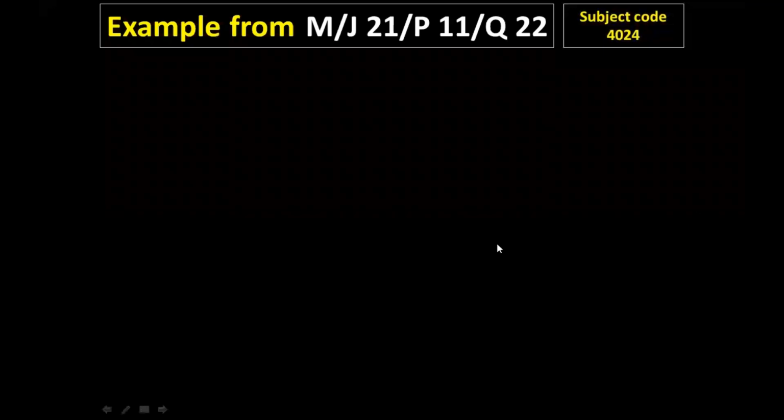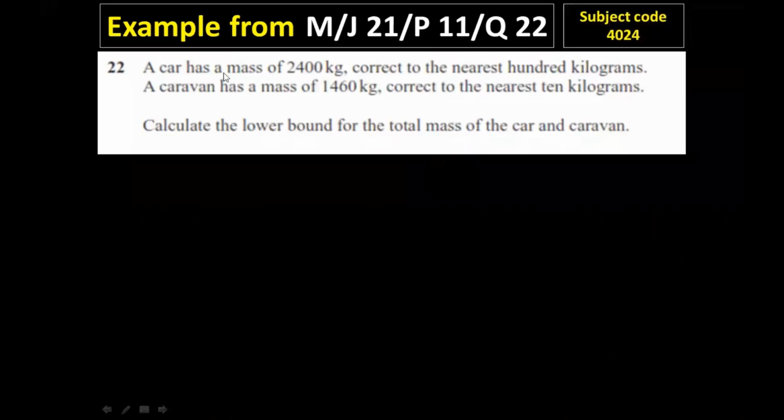Let's take some example from May/June 2021, paper 1, variant 1. A car has a mass of 2,400 kilograms, correct to the nearest 100 kilograms. A caravan has a mass of 1,460 kilograms, correct to the nearest 10 kilograms. Calculate the lower bound for the total mass of the car and the caravan. Total mass is the sum of the mass of car and the mass of caravan.